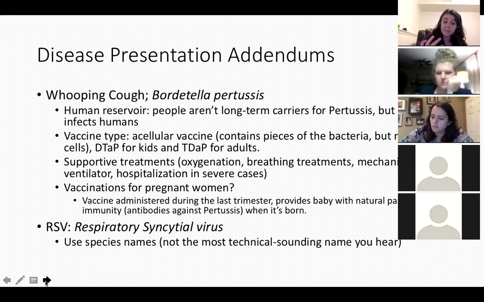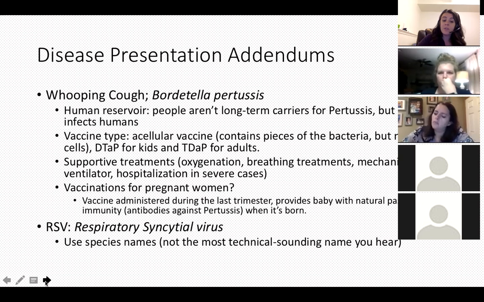And I was glad they talked about vaccinations for pregnant women because that is something that they started doing in the last 5 or 6 years. If the mother's vaccinated in that 3rd trimester, then the baby is born with some of those antibodies, which can help them those first couple of months before they can be vaccinated.